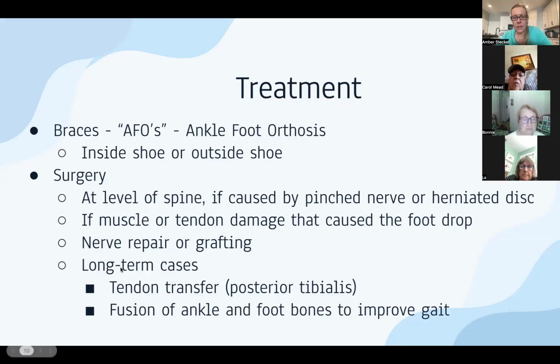And then for cases that are long-term, you could do a tendon transfer. I have never seen one of these in real life, but apparently they're successful, and I don't know why they're not done more often. So putting this together makes me want to investigate about that. But another kind of drastic intervention would be a fusion of the ankle and foot bones to improve your gait, but then at least you're not having to put on a brace every time.